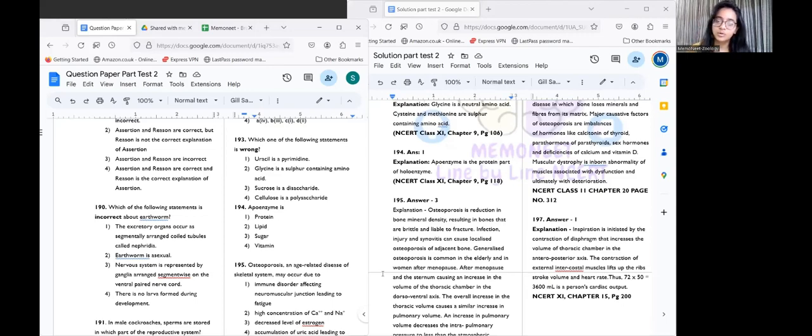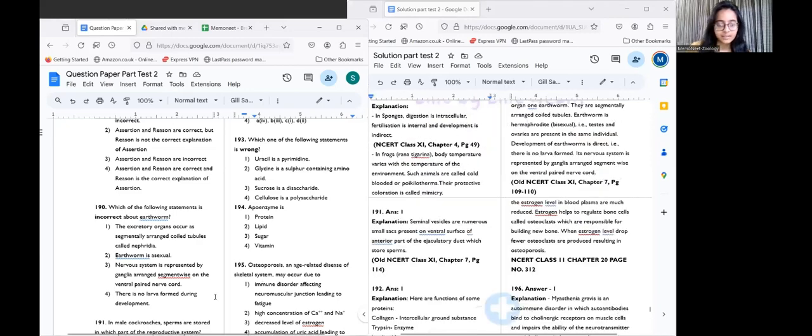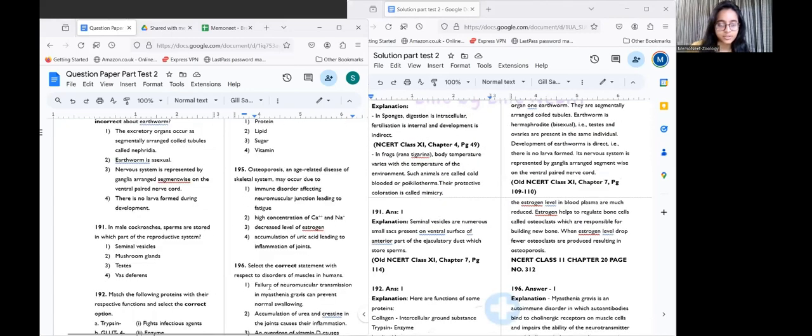Estrogen has a function to maintain the bone mineral density. But since the level of estrogen has itself decreased, the bone mineral density will also decrease. So estrogen is directly proportional to density of the bone. Estrogen decreases, density of the bone decreases, which will lead to osteoporosis. In osteoporosis, the bone becomes brittle and liable to fractures. So generalized osteoporosis is common in elderly and in women after menopause. Hence the answer is option number 3.